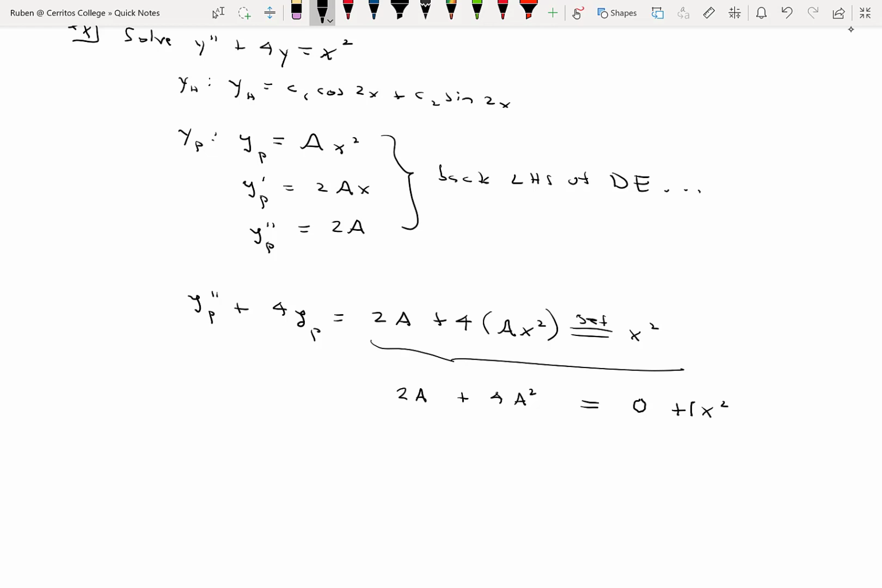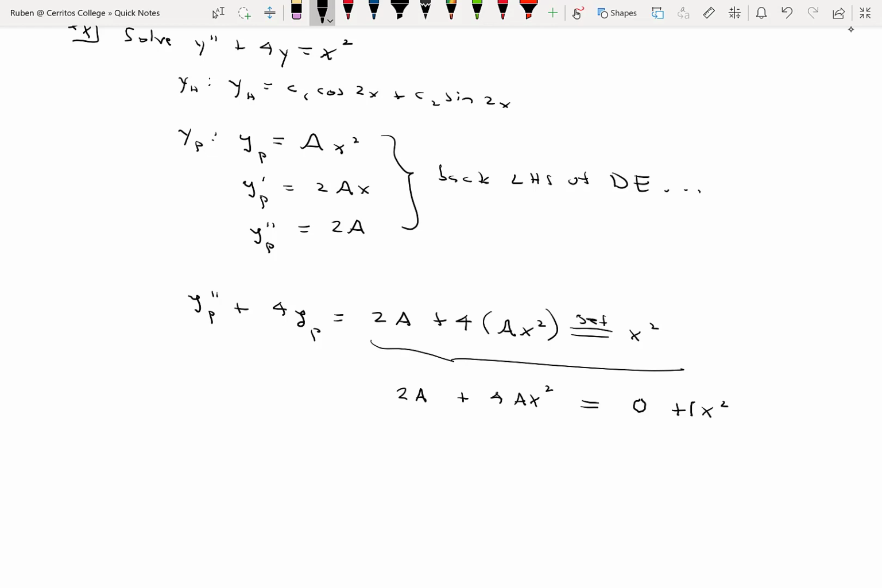Oops, I think I copied this wrong here. Give me a second. It's not 4a squared, it's 4ax squared. Give me a second to clean this up. Finally getting used to this pen.